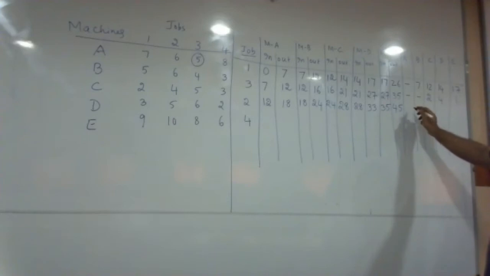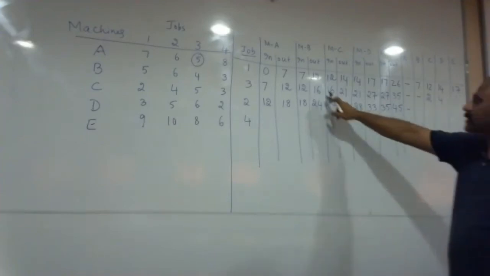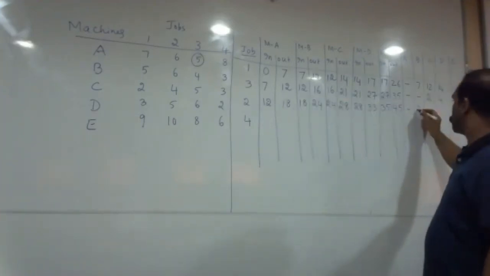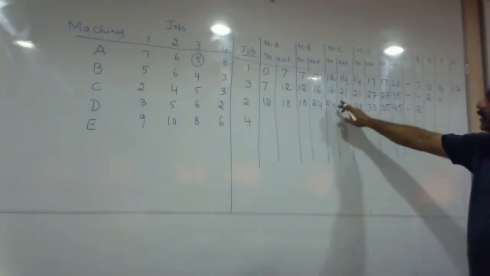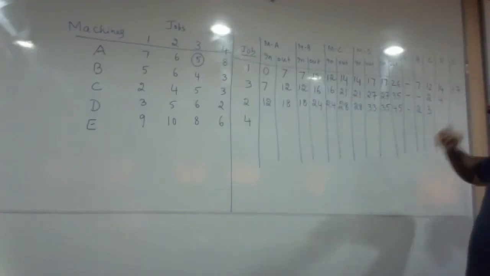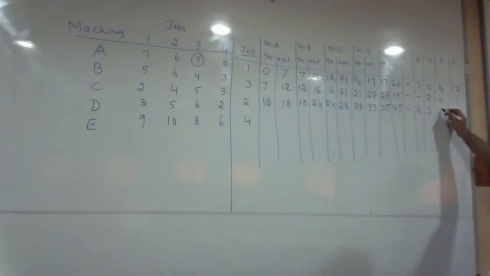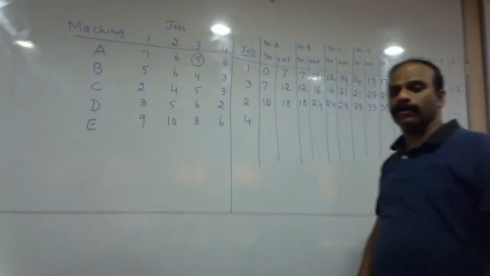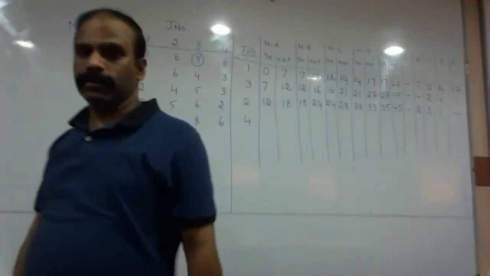Now let's calculate the idle time. A, obviously no idle time. B, 16 and 18. Therefore, the difference is 2. 21 and 24, the difference is 3. 27 and 28, the difference is 1. And 35 and 35, no idle time. Correct? Is that correct?